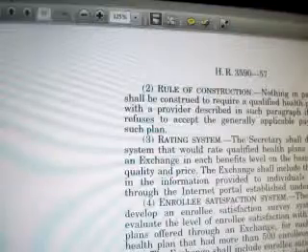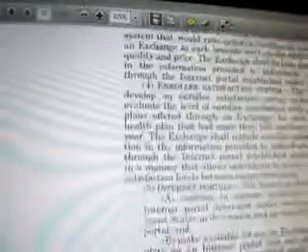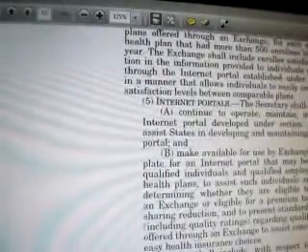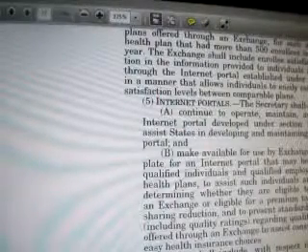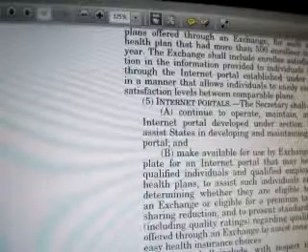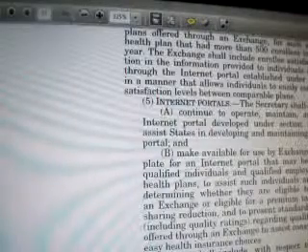And then we get into Internet portals. And it will now describe what an Internet portal is. I will continue this in Healthcare Bill part number 64. I will tell you more in a future video.